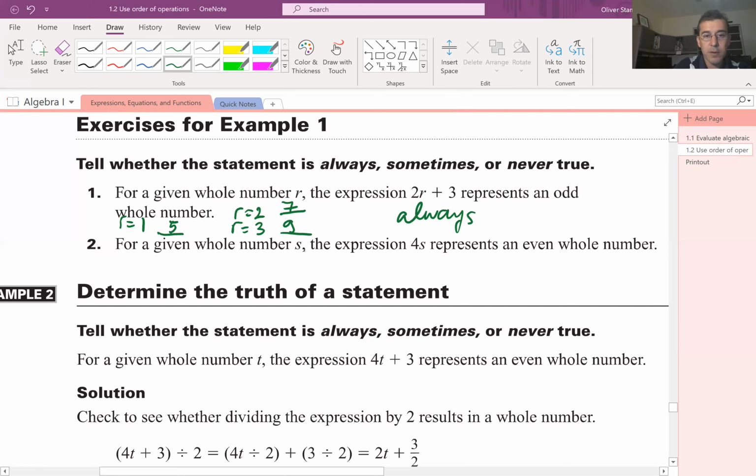Number 2, for a given whole number s, the expression 4s represents an even whole number. And we can say, yes, that's true, always. But why? Because if s is 1, 4 times 1 is 4. If s is 2, 4 times 2 is 8. If s is 3, 4 times 3 is 12. So it's always an even number, so always.